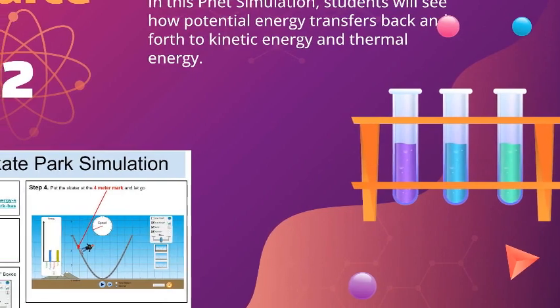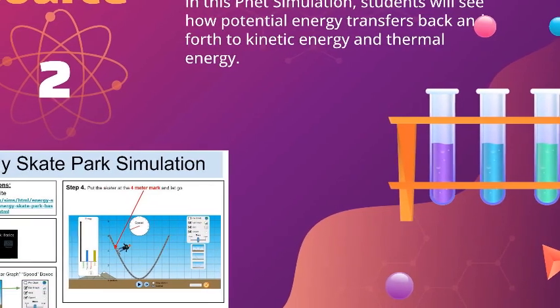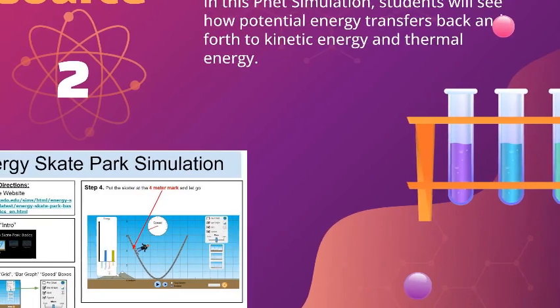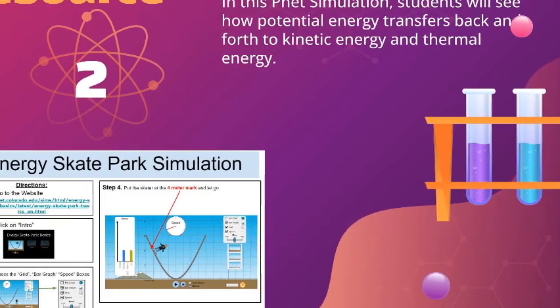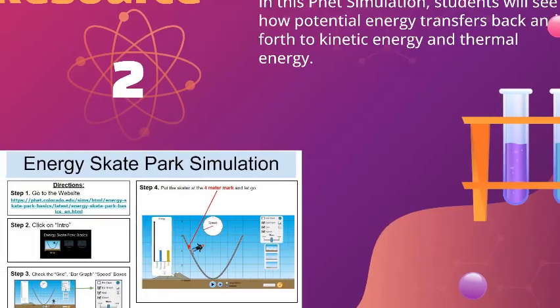Resource 2. Energy Skate Park Simulation. In this PhET simulation, students will see how potential energy transfers back and forth to kinetic energy and thermal energy. There's a link to the simulation in the slides.